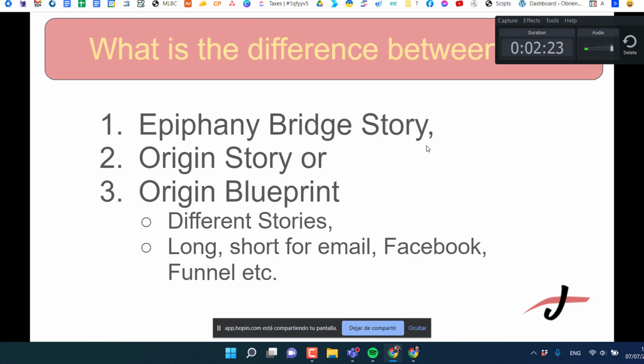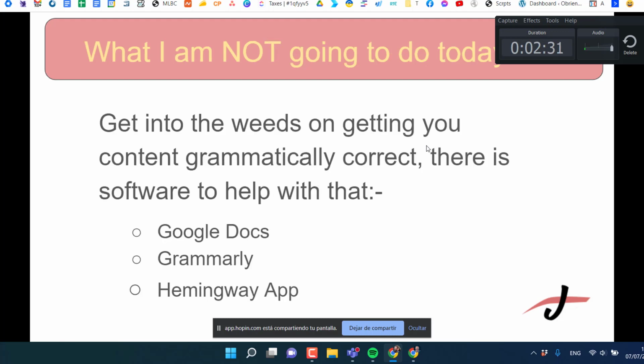You might have multiple stories and they all come in different forms: long forms, small forms, short forms for emails, Facebook and funnels, etc. What I'm not going to do today is get into the weeds and tell you how to correct your grammar. There are apps like Google Docs, Grammarly, and the Hemingway app, which is really good, and it's automated, so I don't need to do it. The one thing I would say is, when you're getting your information down initially, don't worry about the grammar. Just get your ideas down first, okay?